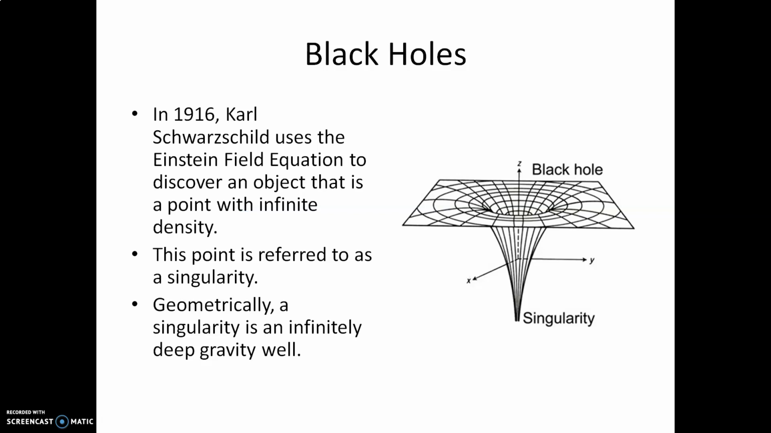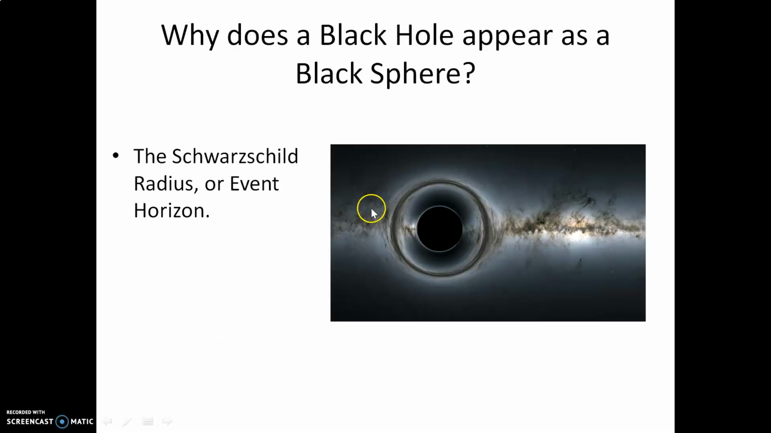So in 1916, just a couple of months after the publication of Einstein's theory of general relativity, Carl Schwarzschild, a mathematician, used the Einstein field equation to work out a mathematical solution that resulted in the following type of object. He discovers an object, a mathematical solution to the equation, that is a point with infinite density. The point itself is referred to as a singularity. Geometrically, that point of infinite density is represented by an infinitely deep gravity well. This then results overall in the object that's referred to as a black hole.